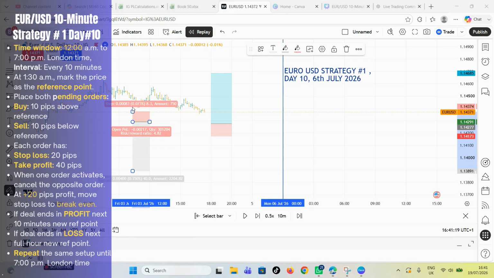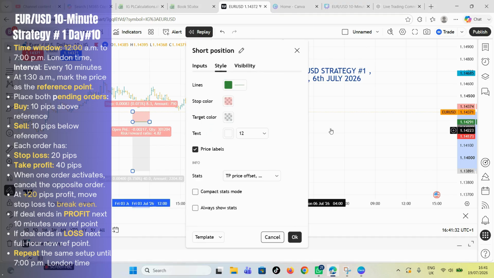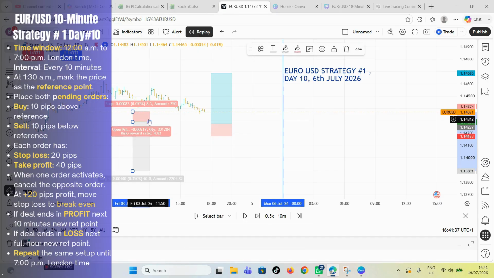Each position uses a 40-pip take profit target. The templates may initially show a smaller stop loss, but before placing the orders, both stop losses are adjusted to the strategy's required 20 pips. This gives us a potential 2-to-1 reward to risk structure. We are prepared to risk 20 pips for the opportunity to capture 40 pips.